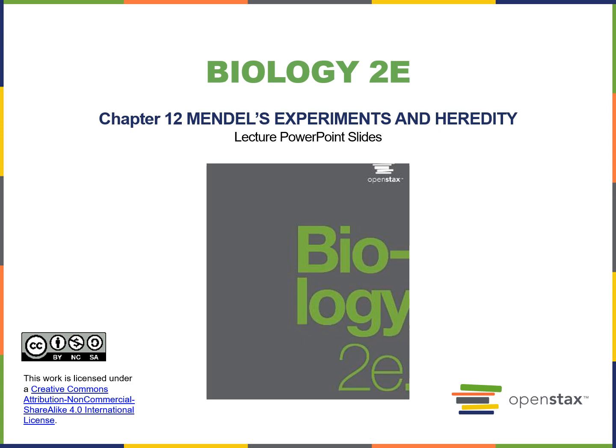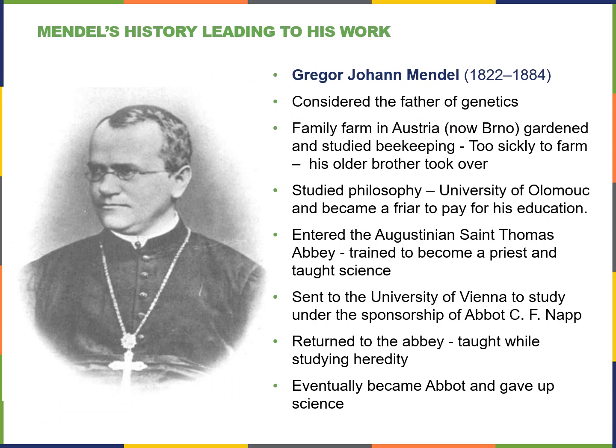Chapter 12 and beyond. We're going over Mendel's experiments and heredity and some general genetics. This is going a little bit beyond chapter 12 in your book, more like chapters 12 through almost 17, but this is a topic that's really hard to fit into one lecture.